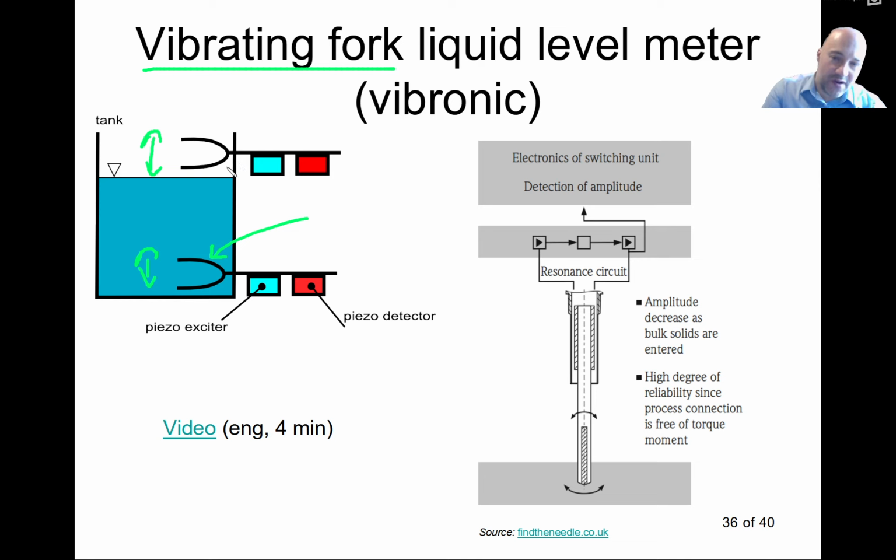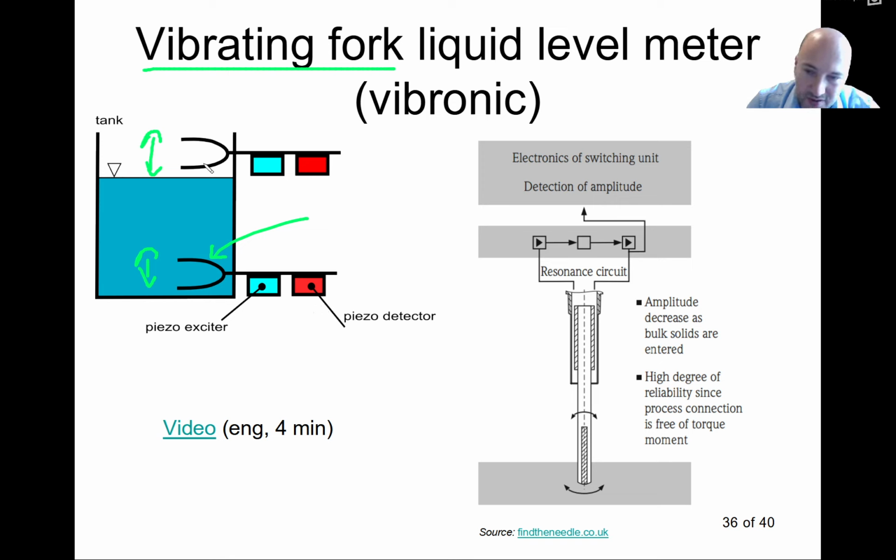If it's in the air, then it will vibrate freely. We will not need to put so much energy to make it vibrate. If we submerge that into the liquid, then even the vibrations may stop completely. So we have a piezo exciter that makes it vibrate, and we have a detector that detects if we have vibrations and what is the amplitude of my vibration.